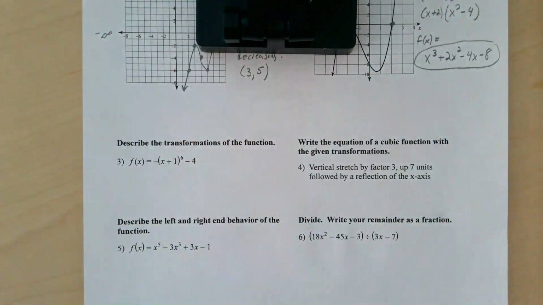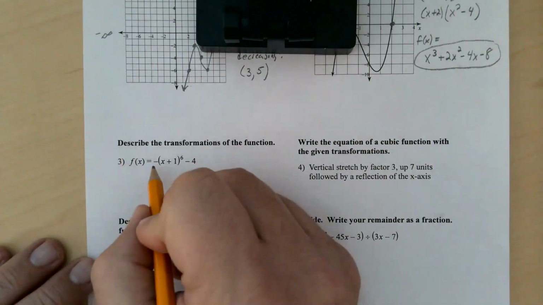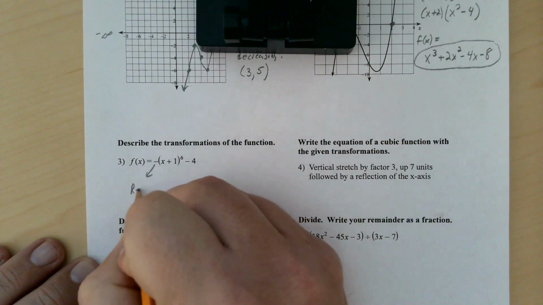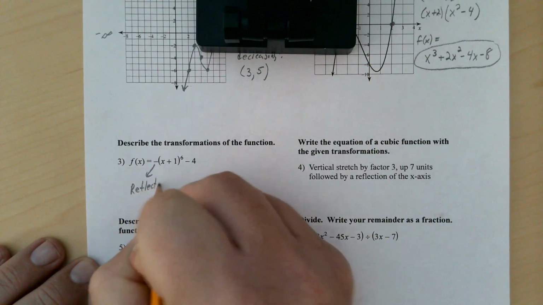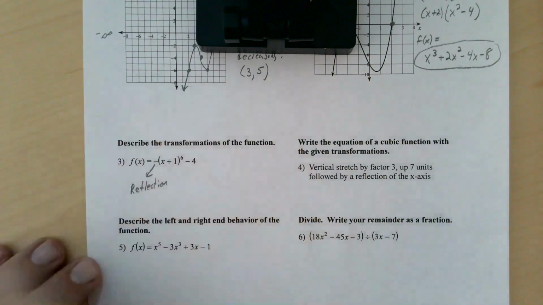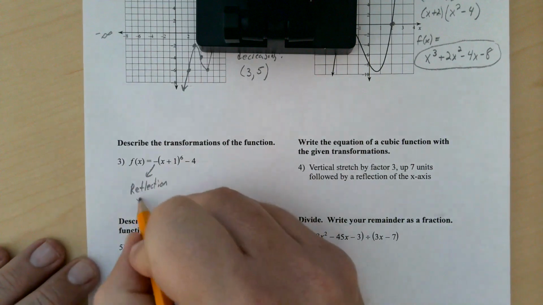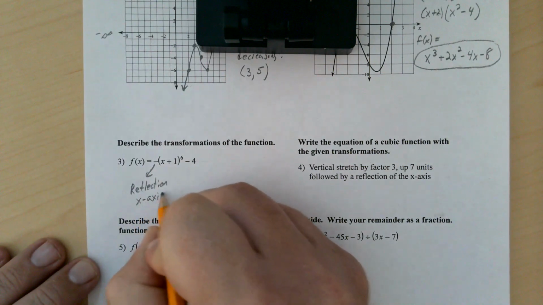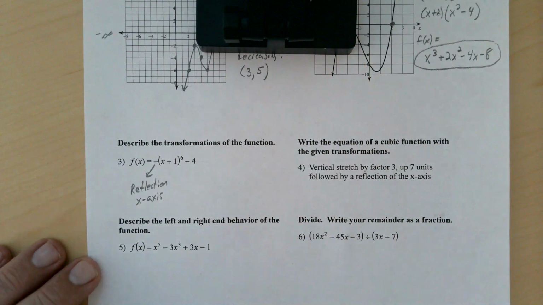Number 3, this is something that we could have done in chapter 1. It doesn't matter that we're dealing with a polynomial with a degree of 6. The transformations are always the same. So if you see a negative in front, we should know that that is a reflection. And at this level, you only need to say reflection, but it is technically about the x-axis. We never talked about a reflection about the y-axis.